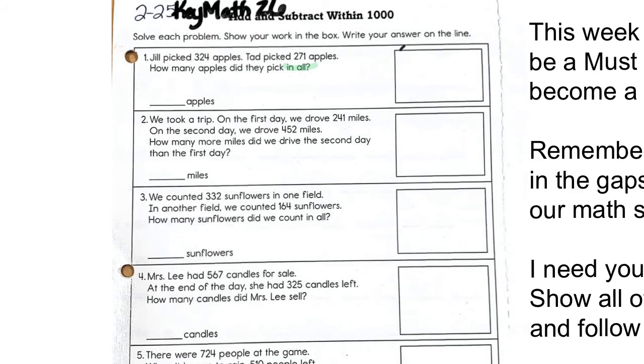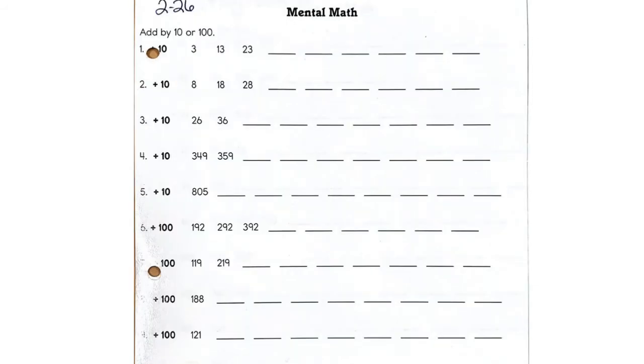So over here in the box, we're going to write 324 plus 271. And when I add, 4 plus 1 is 5, 2 plus 7 is 9, 3 plus 2 is 5. So our answer is 595 apples. And this page has a label already there for you, so you don't have to worry about labeling them. So what you're going to do is you're going to finish these 5 problems and then go on to the next page. This one is an addition page.